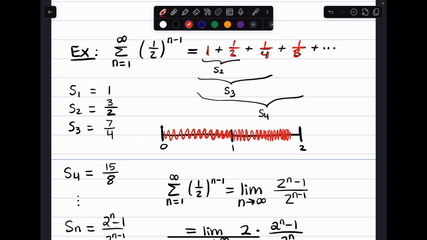With each time that we're adding something, we're going to add half of what's remaining. We could zoom in there, and there would still be a bunch of space, and we would add half of what's remaining, half of what's remaining, half of what's remaining. And so our sum is going to approach 2, but it's never going to surpass 2, because we're always adding half of what's remaining between where we are and 2.